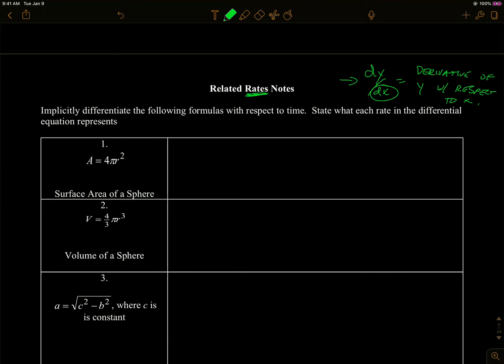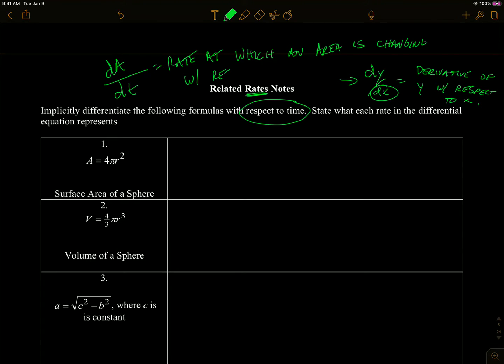So for these problems, we're going to be doing them with respect to time. So it's always going to be over dt. So things like dA dt, that means the rate at which, say, an area is changing with respect to time. That makes sense, right? That over time, an area can change.